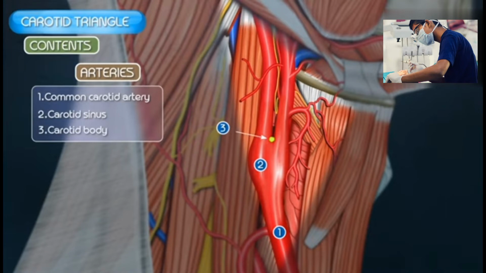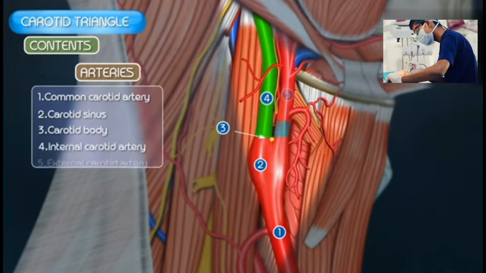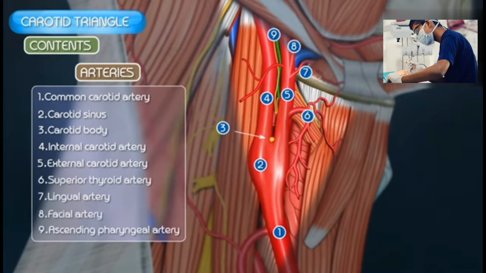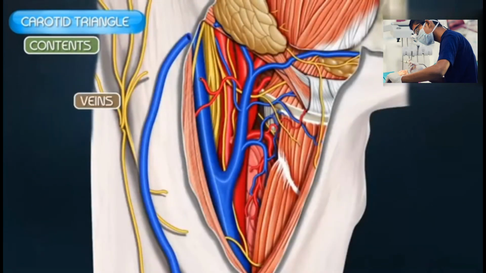and also we can clearly see the bifurcation of the carotid into internal carotid and external carotid arteries, and we can also see a few branches of the external carotid artery: superior thyroid artery, lingual artery, facial artery, ascending pharyngeal artery and occipital branches. These are all the branches of the external carotid artery that you can see in the carotid triangle. Apart from the arteries, we can see the veins.